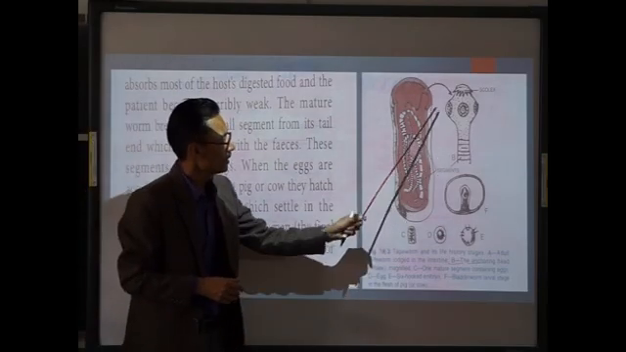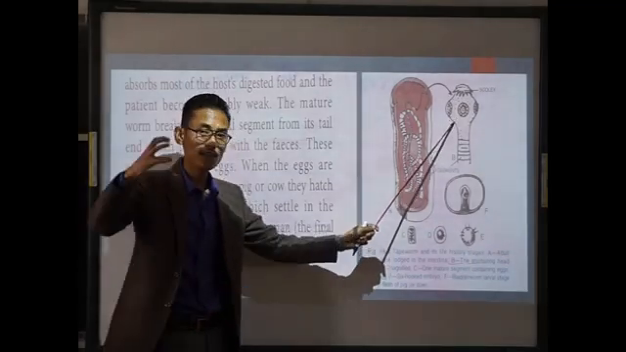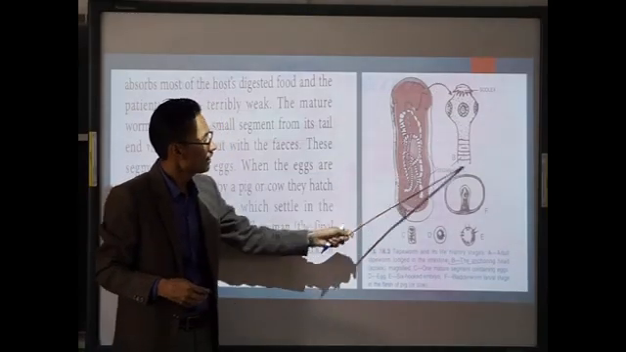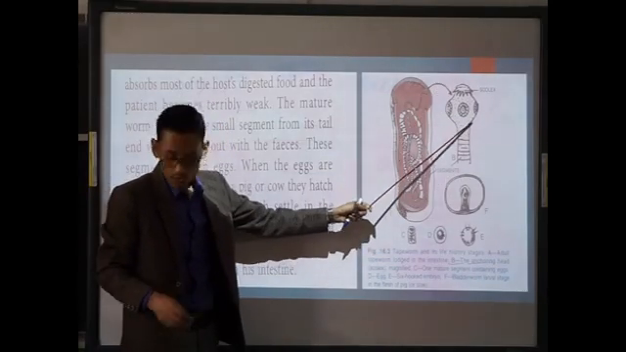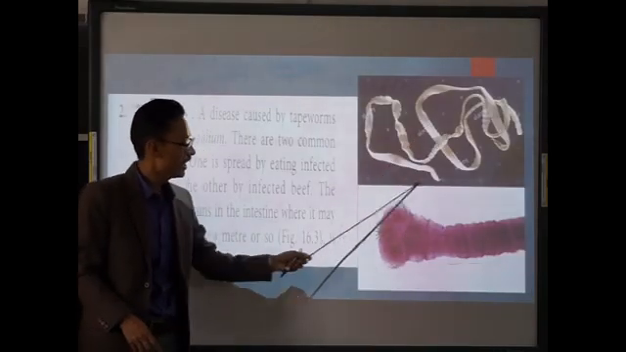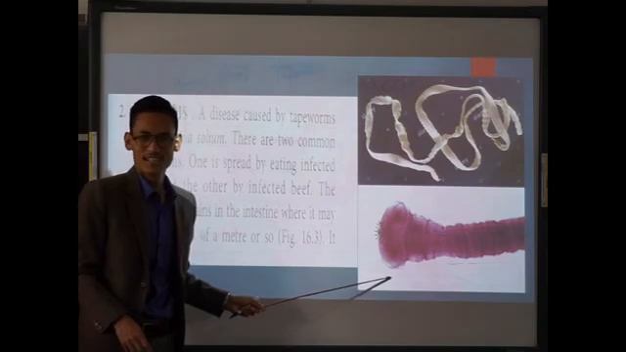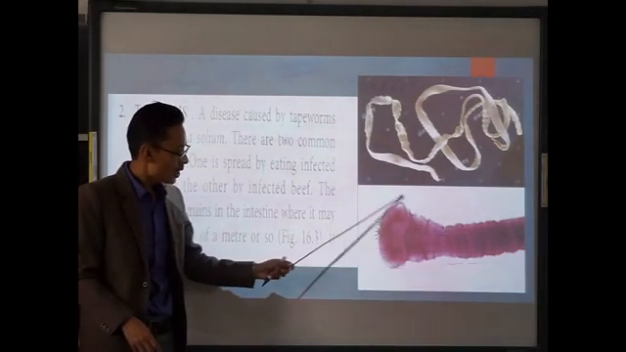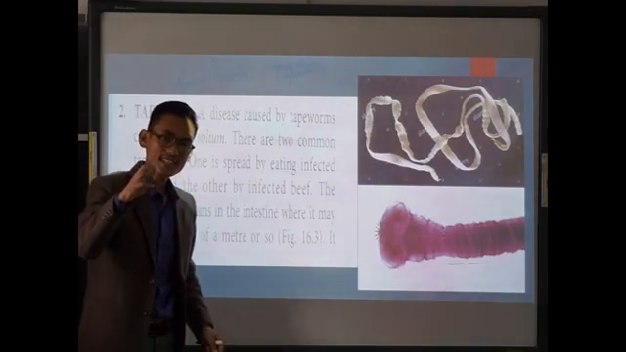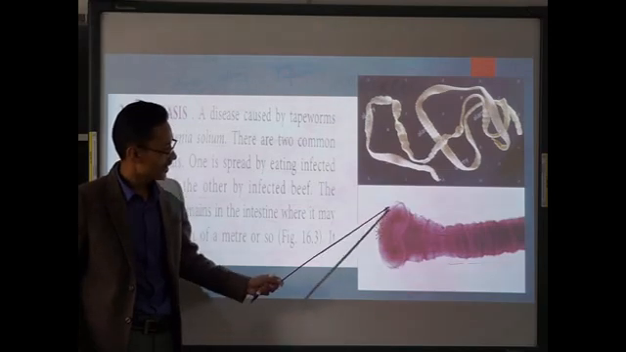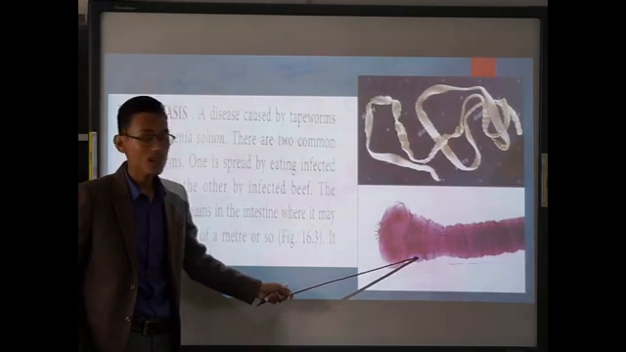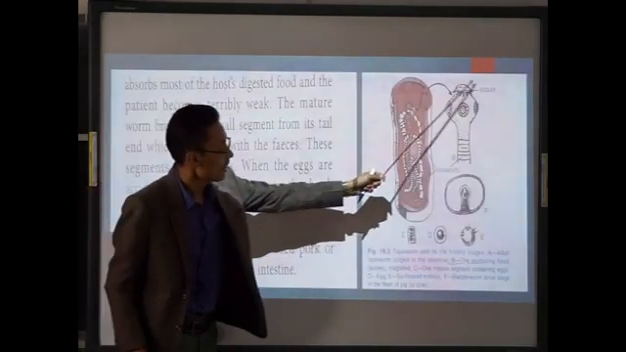Figure B is the head part, the scolex, which mainly helps in the attachment of the Taenia solium in the human intestine. You can see over here, this particular part is the head part, the scolex part. Clear? It helps the worm to thrive in the host intestine. This is the microscopic view of the scolex, or the head part, of the Taenia solium.